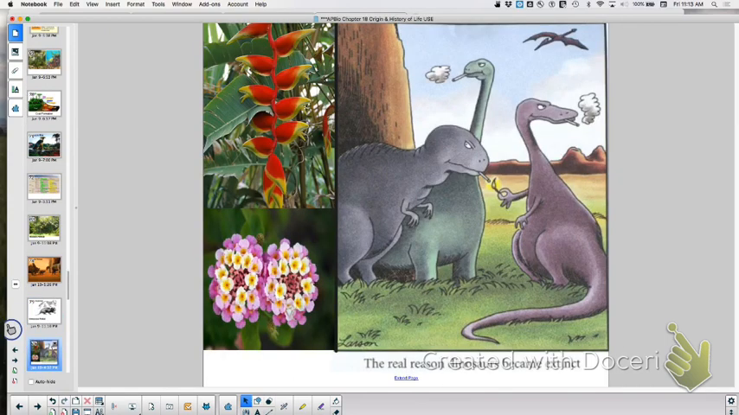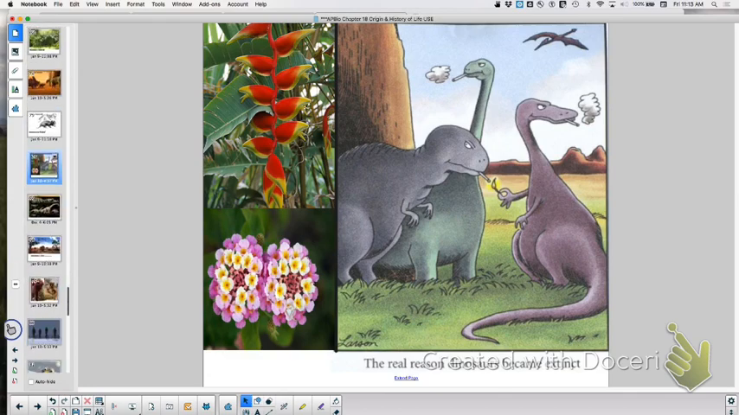The real reason dinosaurs became extinct. Did she show you that? Yeah. Okay, and then you have your flowering plants starting to show up on the scene.